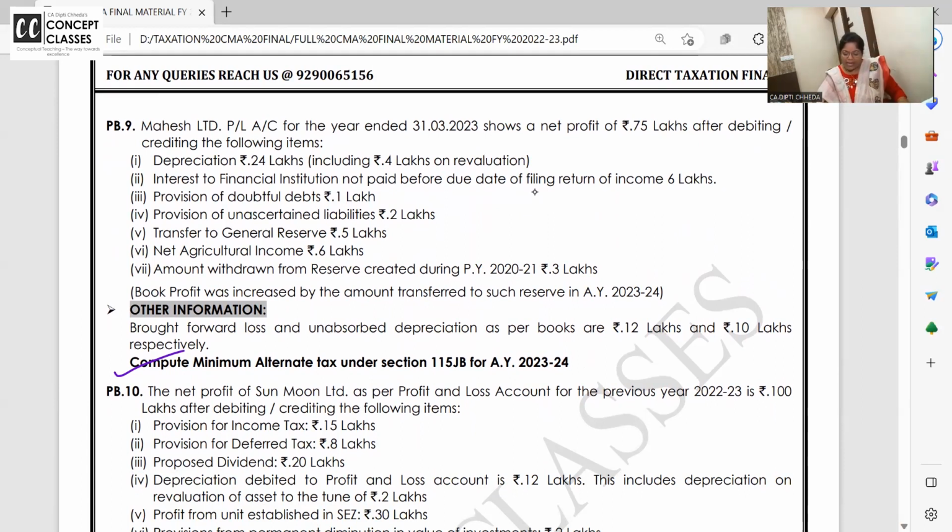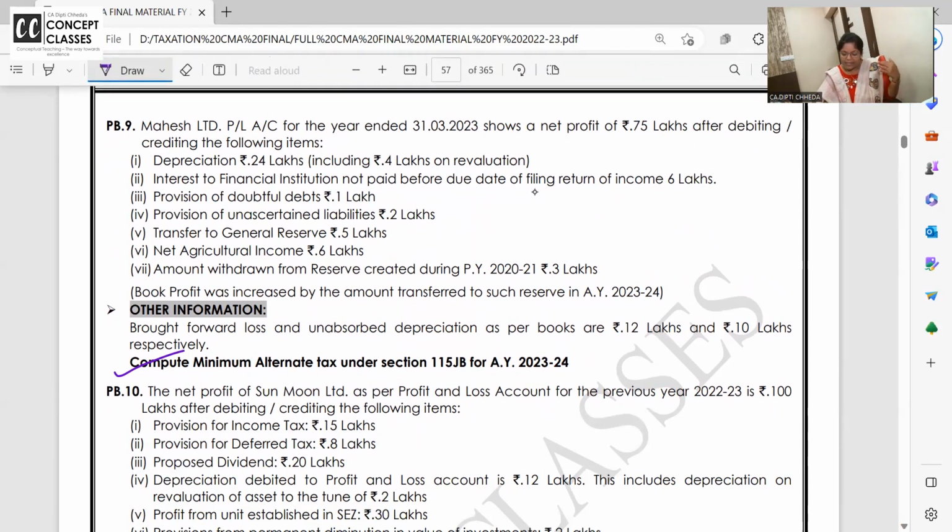75 lakhs, 24 lakhs, add, deduct 20 lakhs. Interest on financial institutions not paid before the due date of filing the return. Nothing you will do.